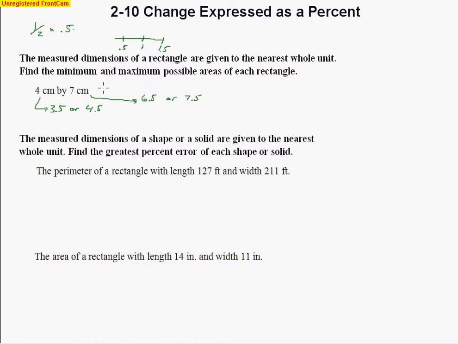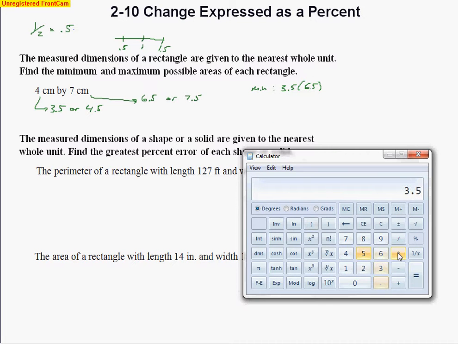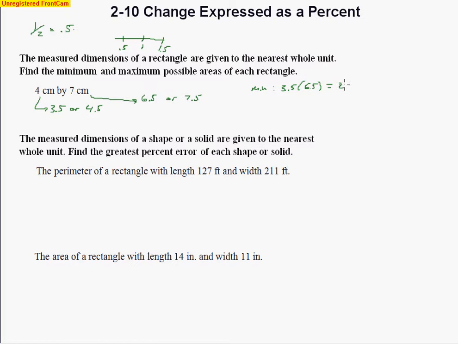So we're going to find out the minimum possible area and the maximum. The minimum would end up being the product of the smaller numbers. So 3.5 times 6.5. If we go ahead and plug those numbers in, 3 5/10 multiplied by 6 5/10, that gives us 22.75. This is the area of the figure if we had the smallest area, and that's what it would end up being. It would be 22 75/100ths if we are rounding each dimension to the nearest whole unit.